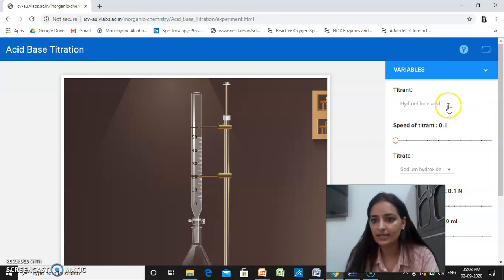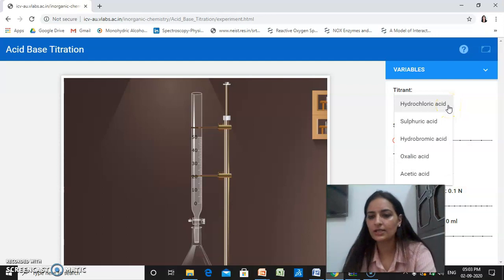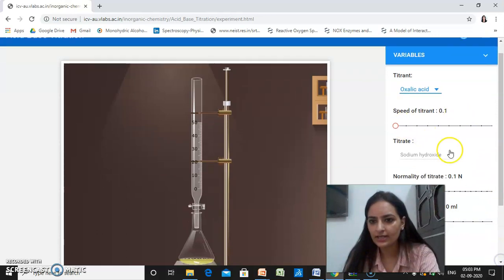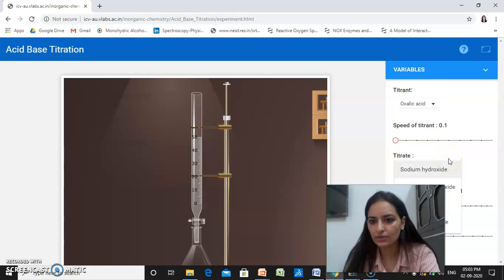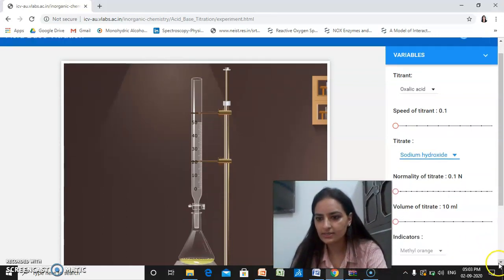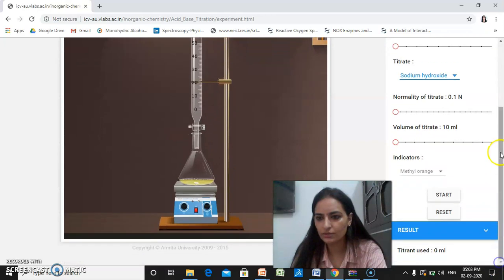As a titrant, I need to choose which solution I'm going to take in the burette. For the first titration I'm choosing oxalic acid, and the speed I have set to 0.1. Titrate is the solution for my titration flask, which I need to pipette out. I'm choosing sodium hydroxide here.